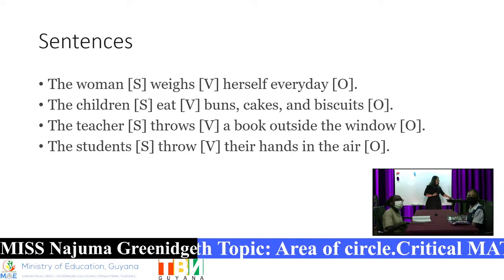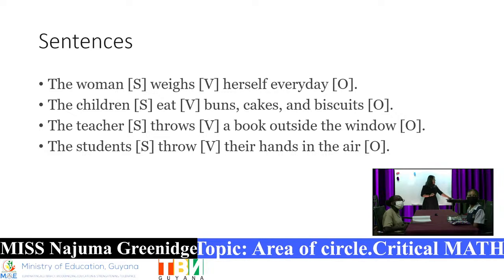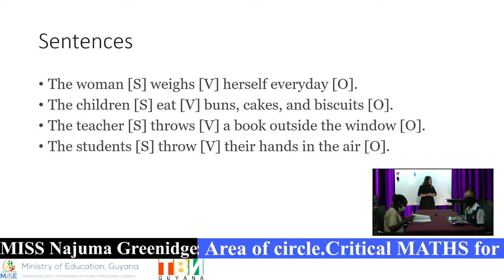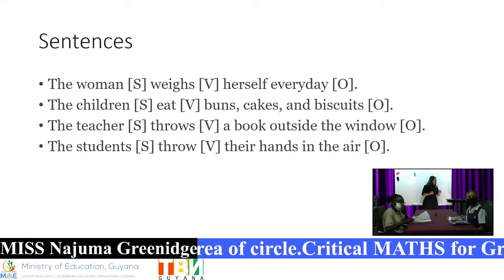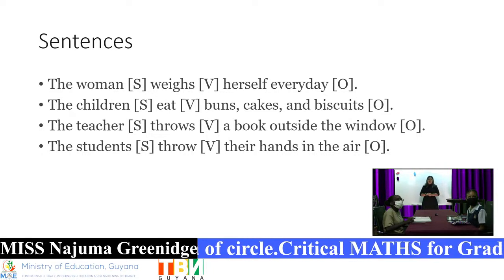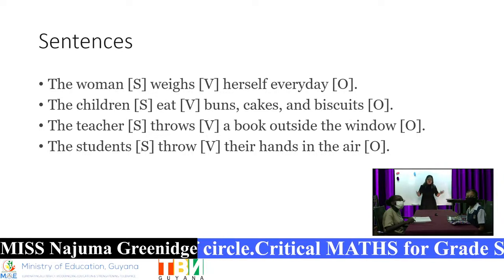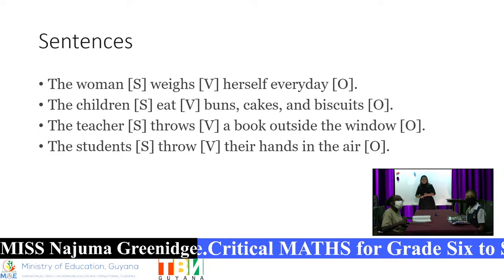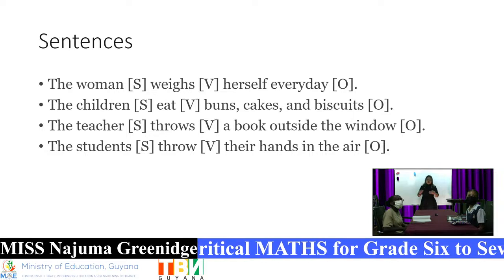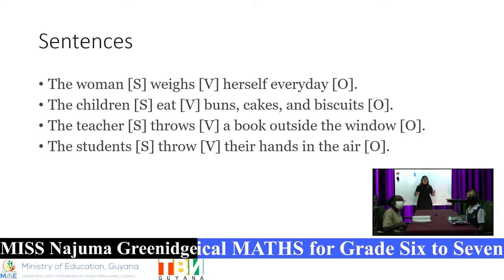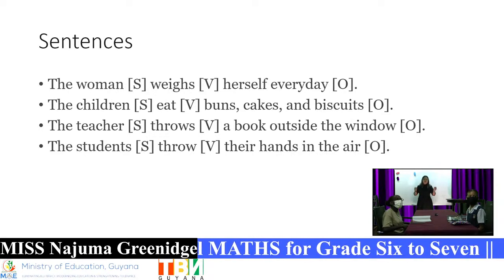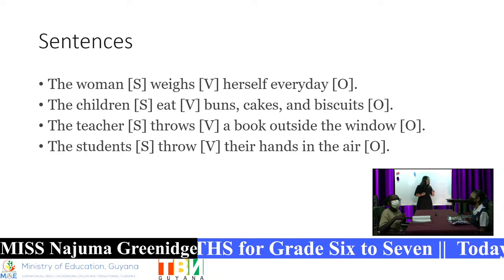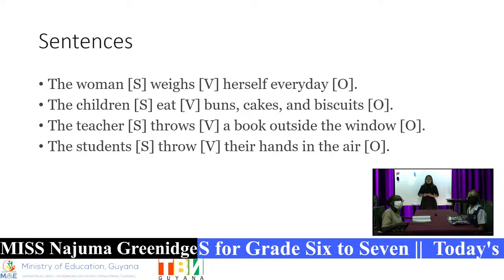So if we can have it on the screen, please. We're going to ask our tech guys to put this up on the screen for us. And the second example is the children eat buns, cakes, and biscuits. We're talking about a lot of different things, right? Cakes, buns, and biscuits. Those are all names of things, right? They're all nouns. But the children is also a noun. But what exactly are we talking about, or who are we talking about in this sentence?